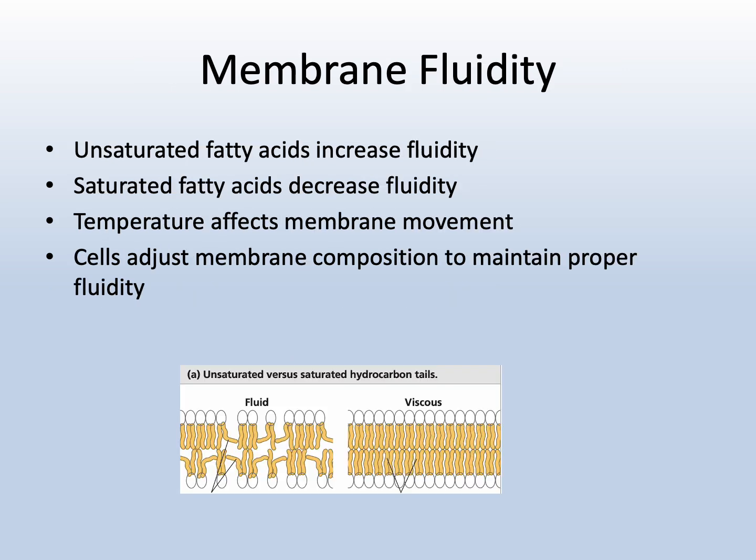One of the most important properties of cell membranes is fluidity. Remember, membranes are not rigid structures, they're constantly moving. The types of fatty acids and phospholipids play a major role in determining how fluid a membrane is. Unsaturated fatty acids contain one or more double bonds that create bends or kinks in their tails. These kinks prevent the phospholipids from packing tightly together, which increases membrane fluidity.